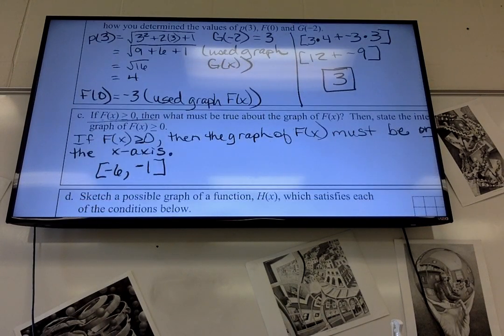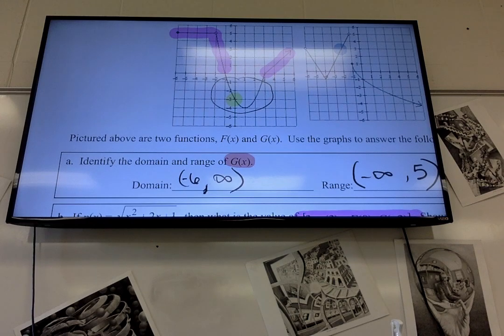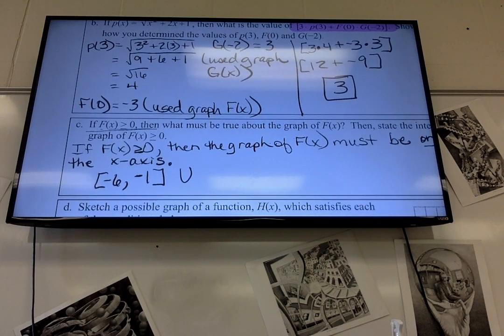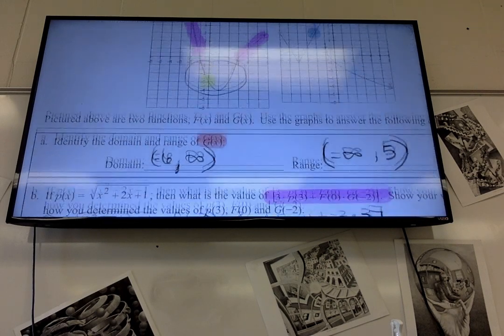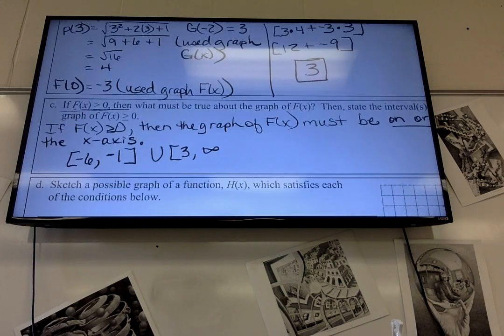Okay, then we have a union. And where does it start now? 3. Does it include 3? Yes. And where does it go? Yeah, there's an arrow there, so that means it keeps going. And infinity you cannot include. So it looks like that.